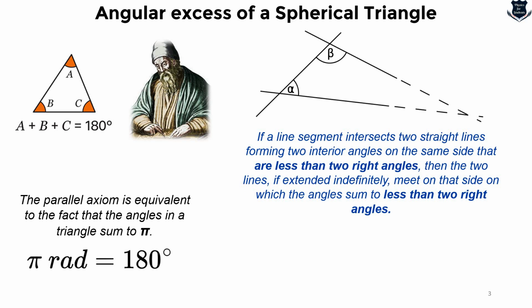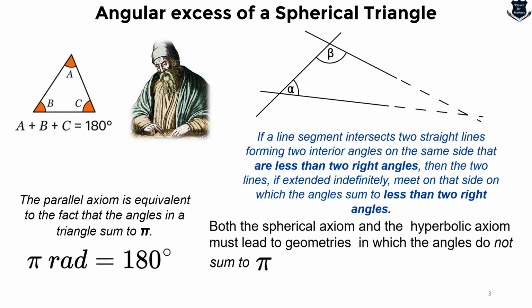So we are taking pi radians as 180 degrees, and it follows that both the spherical axiom and the hyperbolic axiom must lead to geometries in which the angles do not sum to pi. Right? It would not sum to pi, and in order to quantify this departure from Euclidean geometry, we will be introducing something which we are going to look into in this video.